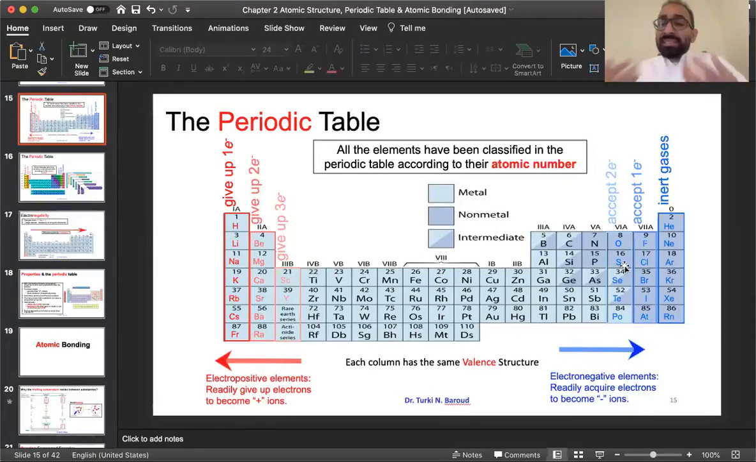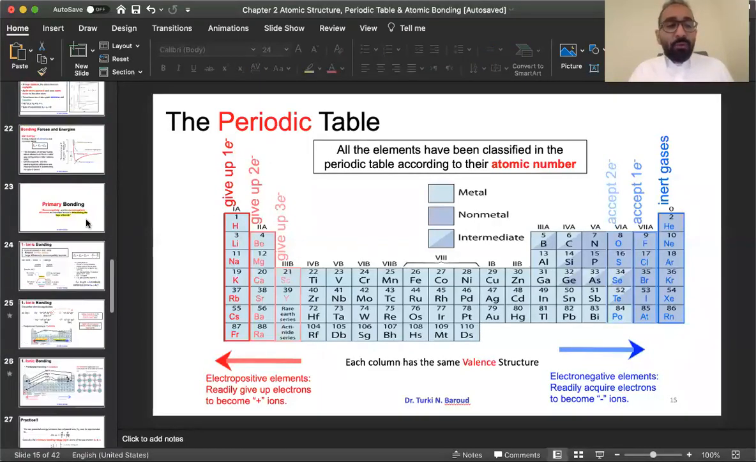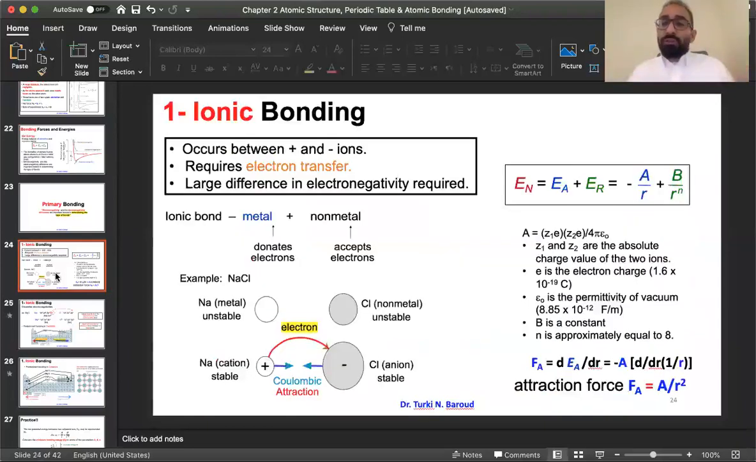So there is a high tendency for each one of them to get into a relation with each other in order to minimize their energy. This guy is willing to give an electron. Let's say the sodium is willing to give up an electron, and here the chlorine is willing to accept one electron in order to be stable. So ionic bonding exists when you have this large difference in electronegativity, typically between metal and non-metal.